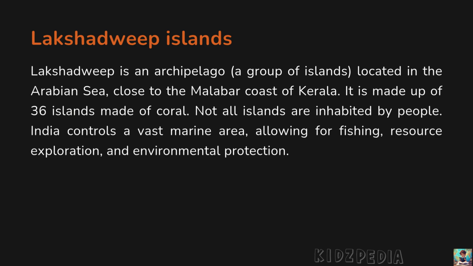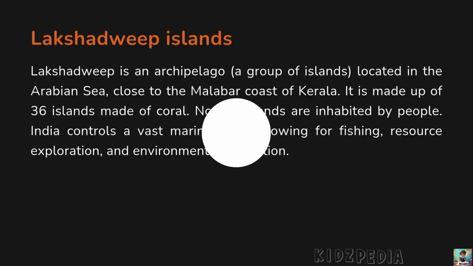Lakshadweep Islands. Lakshadweep is an archipelago, a group of islands located in the Arabian Sea close to the Malabar coast of Kerala. It is made up of 36 islands made of coral. Not all islands are inhabited by people. India controls a vast marine area, allowing for fishing, resource exploration and environmental protection.